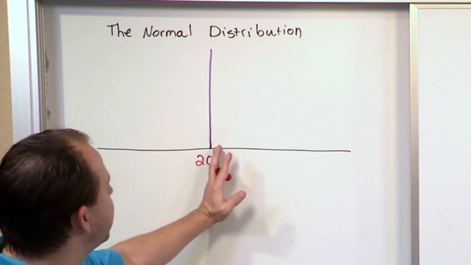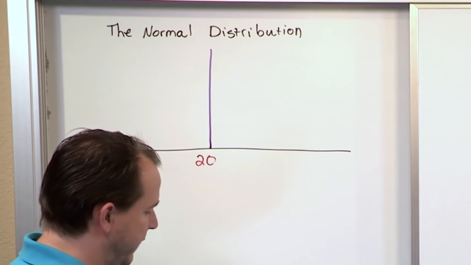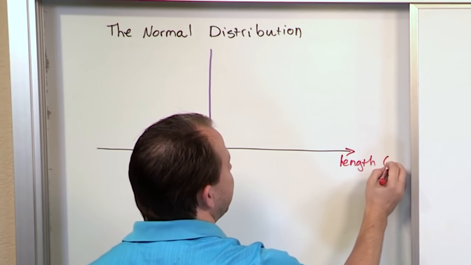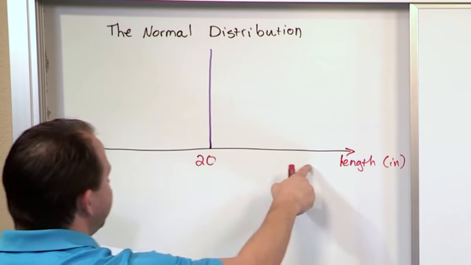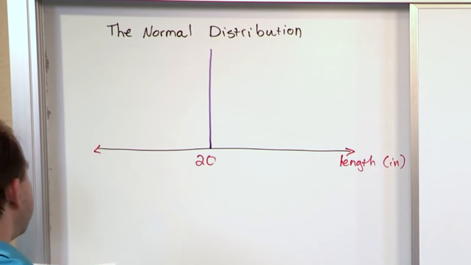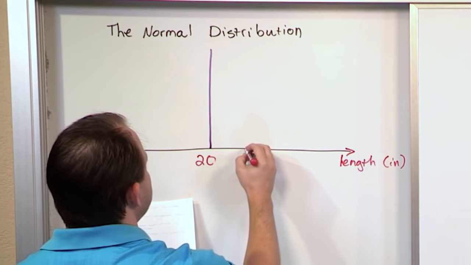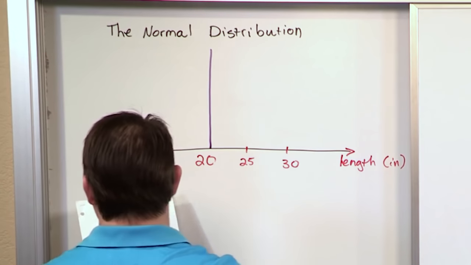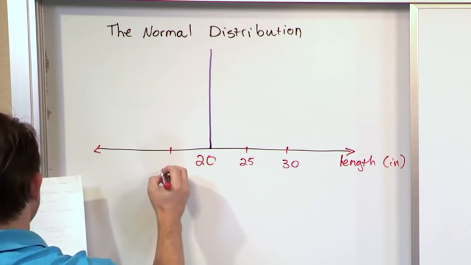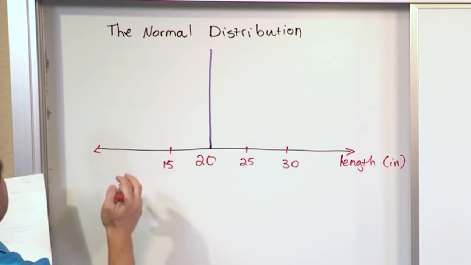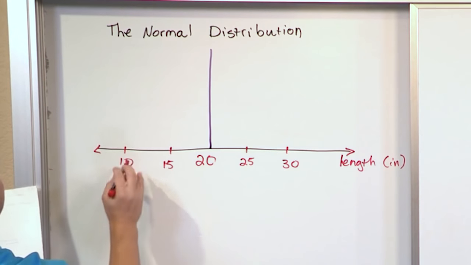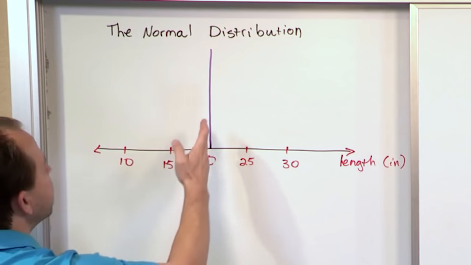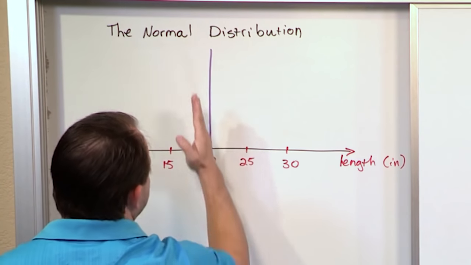Now, obviously, some watermelons are going to be bigger than that. That's going to be this direction. So I'll say this is the length in inches. Some watermelons will be longer than that, and some will be shorter than that. So we might have some that are 25 inches, and we might have some that are 30 inches. And we also might have some that are 15 inches, and we might have some that are 10 inches, and we may have some really dwarf watermelons that are even smaller, but most of them are gonna be right at the average. That's what the average value is.